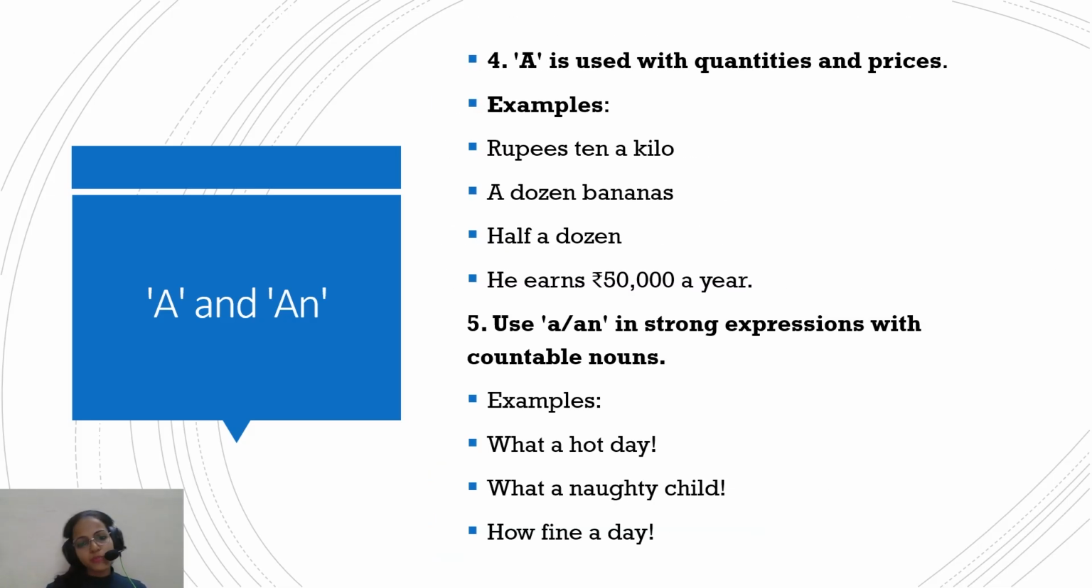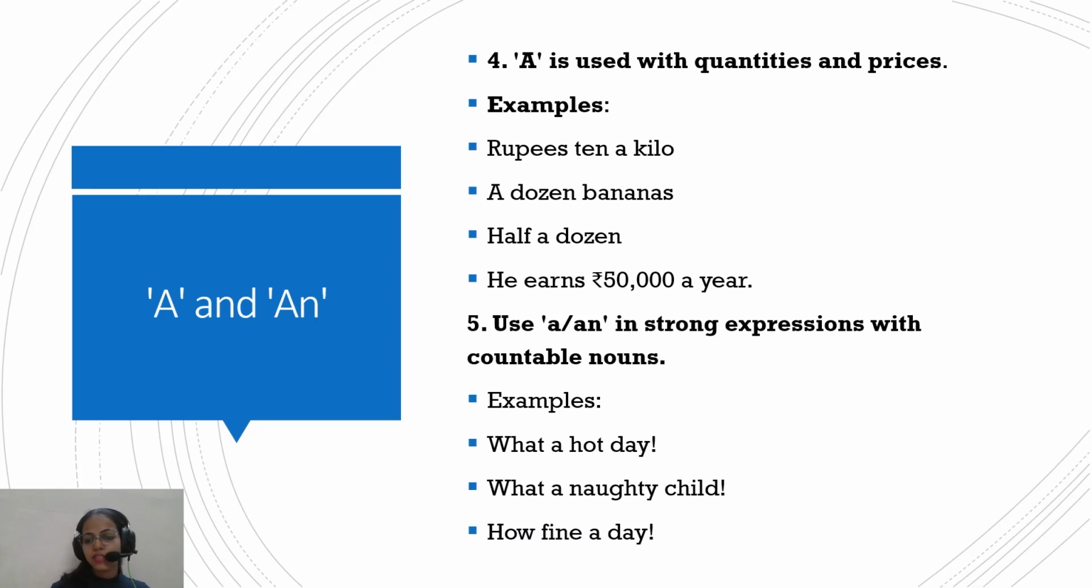A is used with quantities and prices. Fairly simple. Rupees 10 a kilo. If you ask the sabzi wala, bhai, how much is this? And the sabzi wala speaks in English, he or she will tell you rupees 10 a kilo. A dozen bananas. You can say half a dozen. Or he earns 50,000 a year. So here you use a when you're referring to quantities or prices.